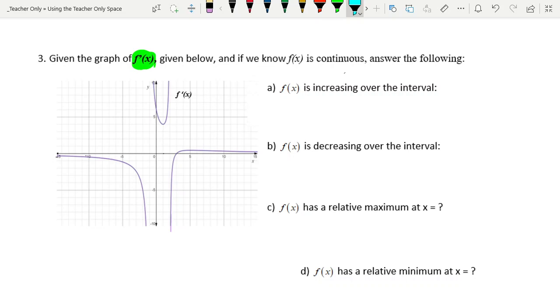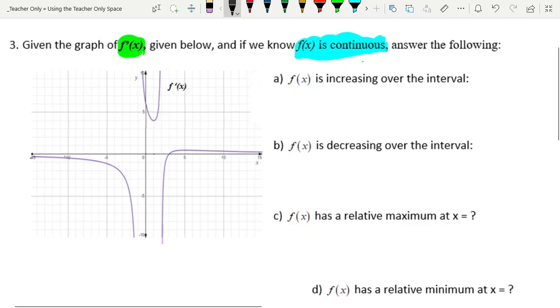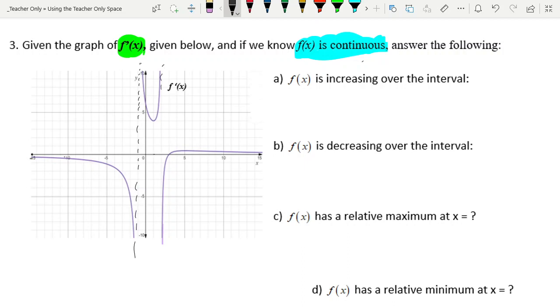They're also telling us that the original function is continuous. That information we need to keep our eyes peeled for, because if we know the original function is continuous, it means it doesn't have any holes, no vertical asymptotes, nothing like that. But when we look at our derivative graph, hopefully it jumps out at you. You say, wait a second, we have a vertical asymptote here at -1, and we have a vertical asymptote here at 2. So the derivative graph is discontinuous, but we know the original function was continuous.